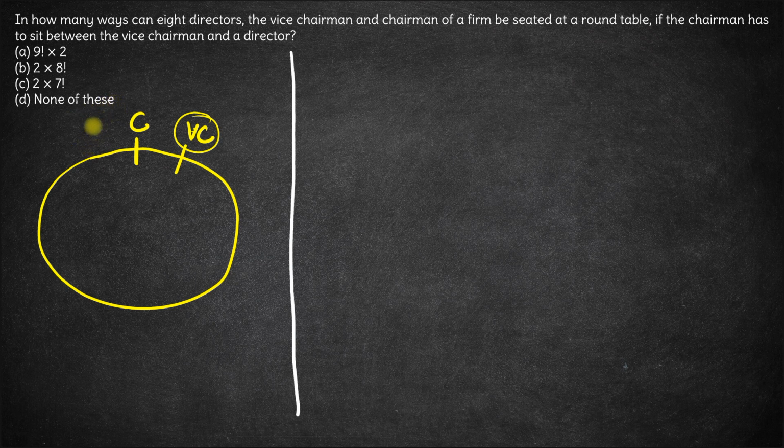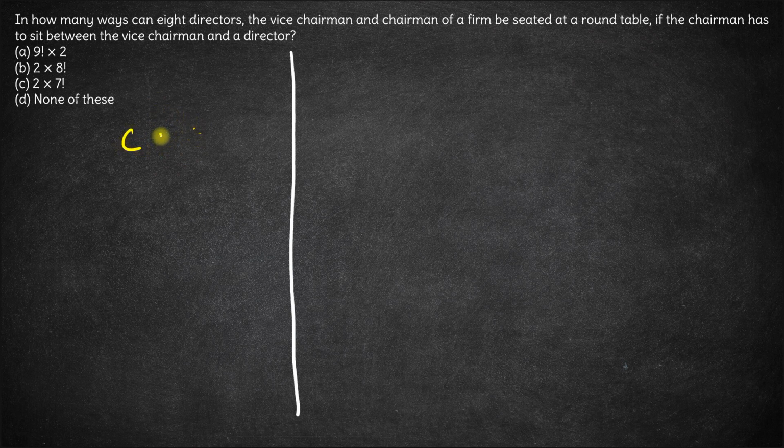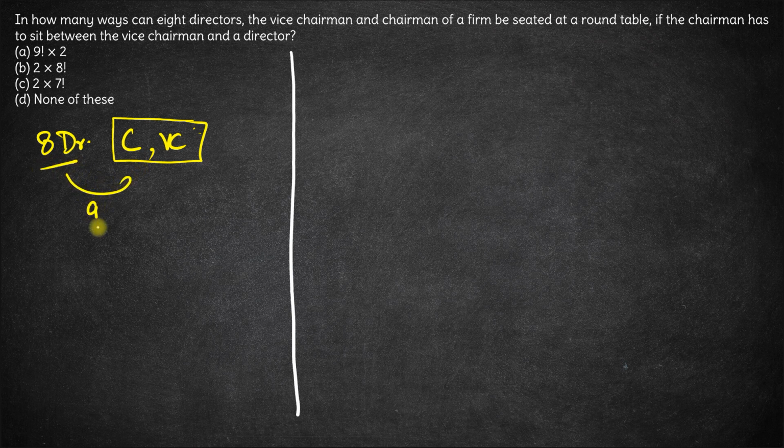So what we can do is, we can make a group of chairman and a vice chairman. Let's make a group of chairman and a vice chairman. And then you have 8 directors. Right. So effectively what you have is 8 plus 1, total 9 entities or 9 people to be seated around a circle. So the number of ways of seating these 9 people around a circle is 8 factorial.